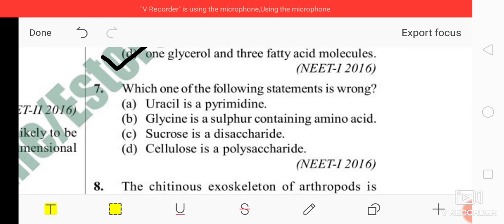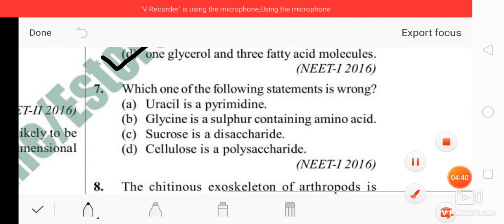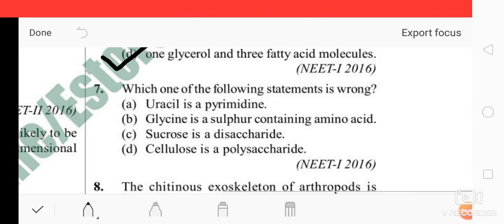Now moving to question number 7. Which one of the following statement is wrong? Option A, uracil is a pyrimidine. Option B, glycine is a sulfur containing amino acid. Option C, sucrose is disaccharide. Option D, cellulose is polysaccharide. And the correct option is option B, glycine is a sulfur containing amino acid.